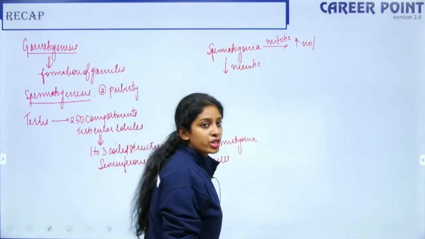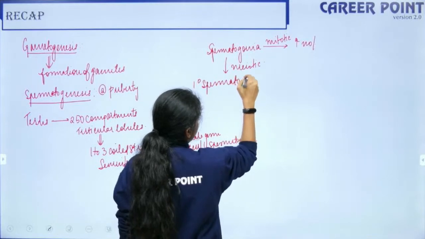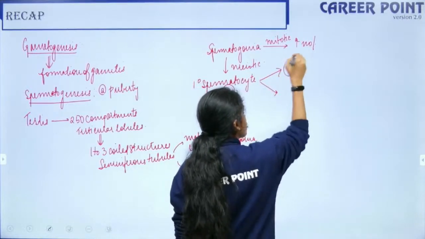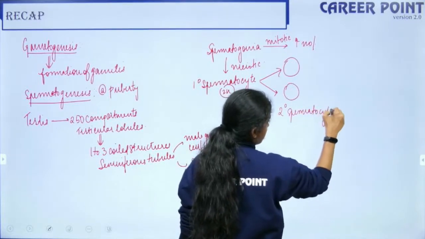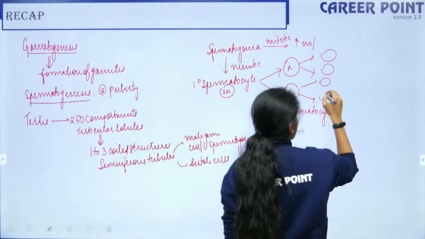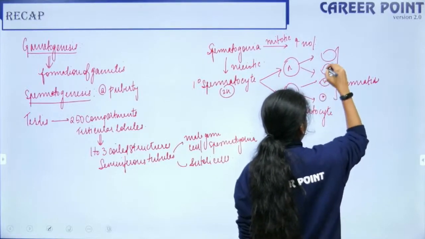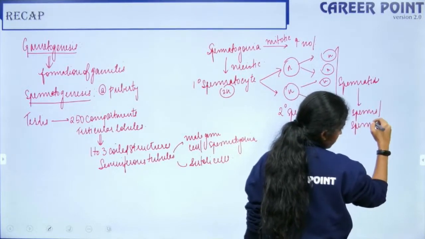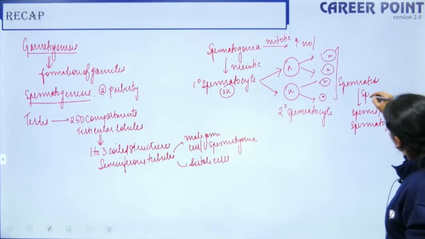The one that is ready to undergo meiotic division is your primary spermatocyte. The primary spermatocyte is diploid. This undergoes meiotic division to form two haploid secondary spermatocytes. So this is haploid, this is haploid. Now it undergoes the second meiotic division, and it forms your spermatids. All these are haploid. Spermatids become your sperms or your spermatozoa. This process is known as spermiogenesis.